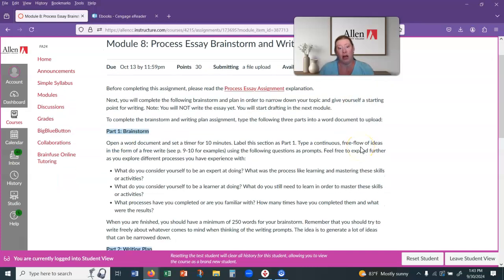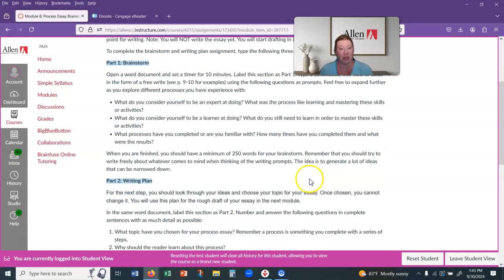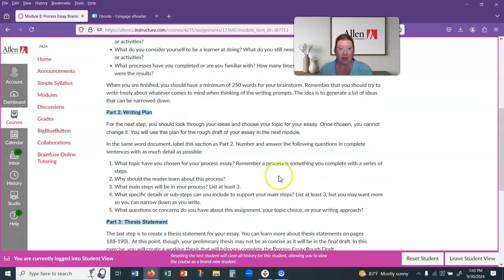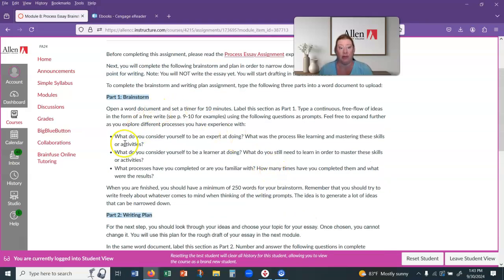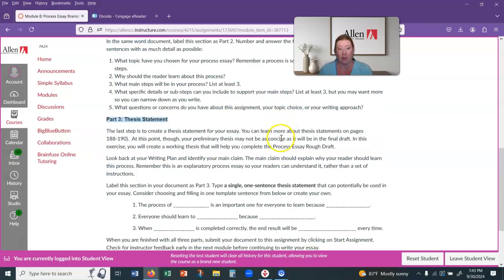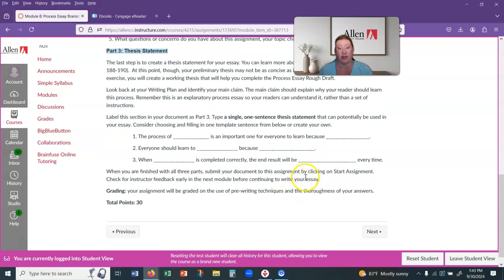So once you're kind of understanding the assignment pretty well, then you can do the brainstorm and writing plan just like we've done before. There's one additional part now that we have moved past paragraph writing. You're also going to have a thesis statement. So for this one, you have your brainstorm, which is your free write. You'll answer the questions for your writing plan, and then the third part is to write out a thesis statement.